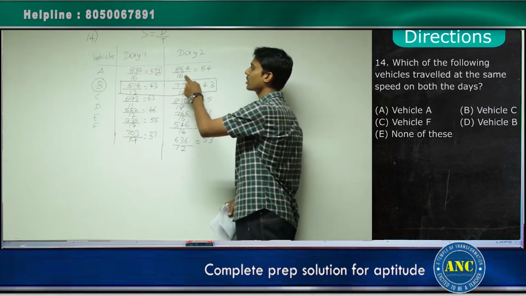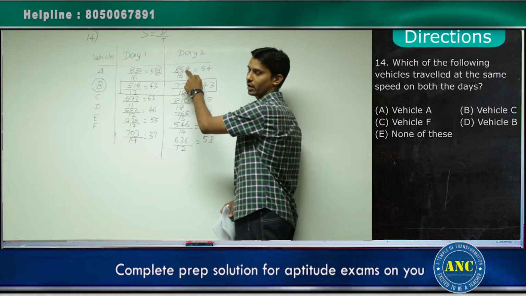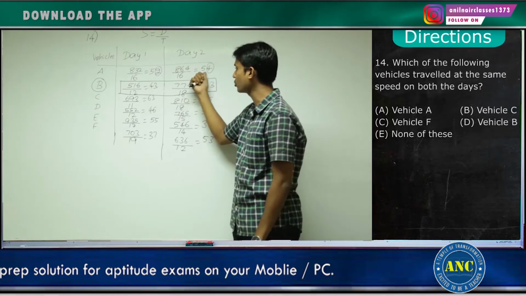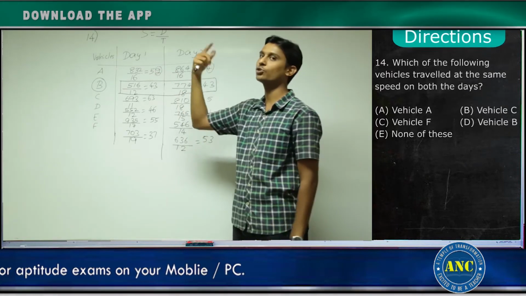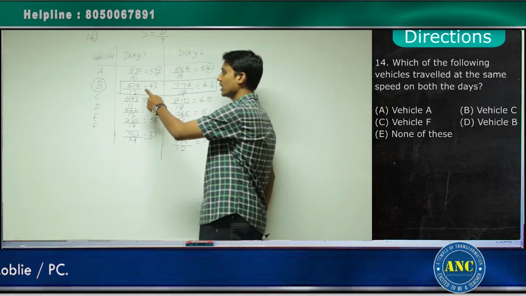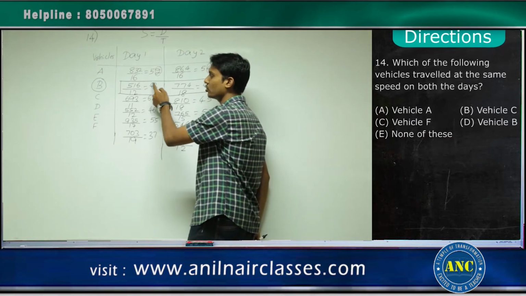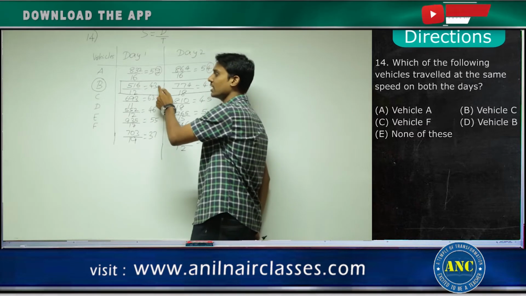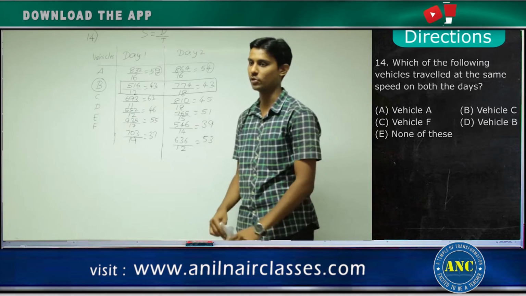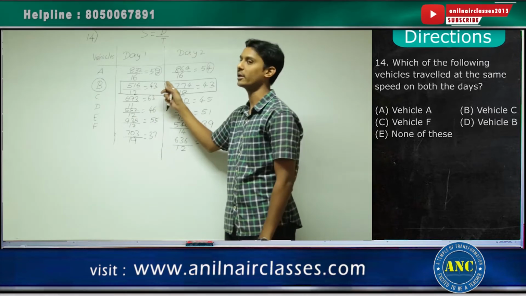Similarly, 6 into some number should give you unit digit 4. That number should be 4. If these two numbers have to be the same, the unit digit also should be the same, but they are different. It is ruled out. Similarly, 2 into some number should give you 6. 2 into 3 is 6, and 2 into 8 also has unit digit 6. So it can be 3 or 8.